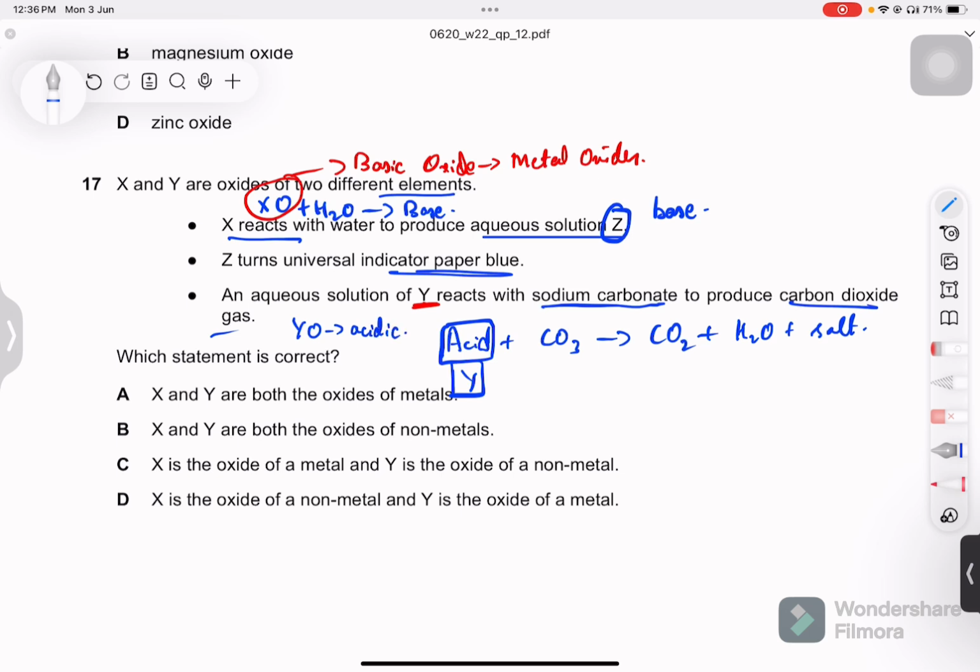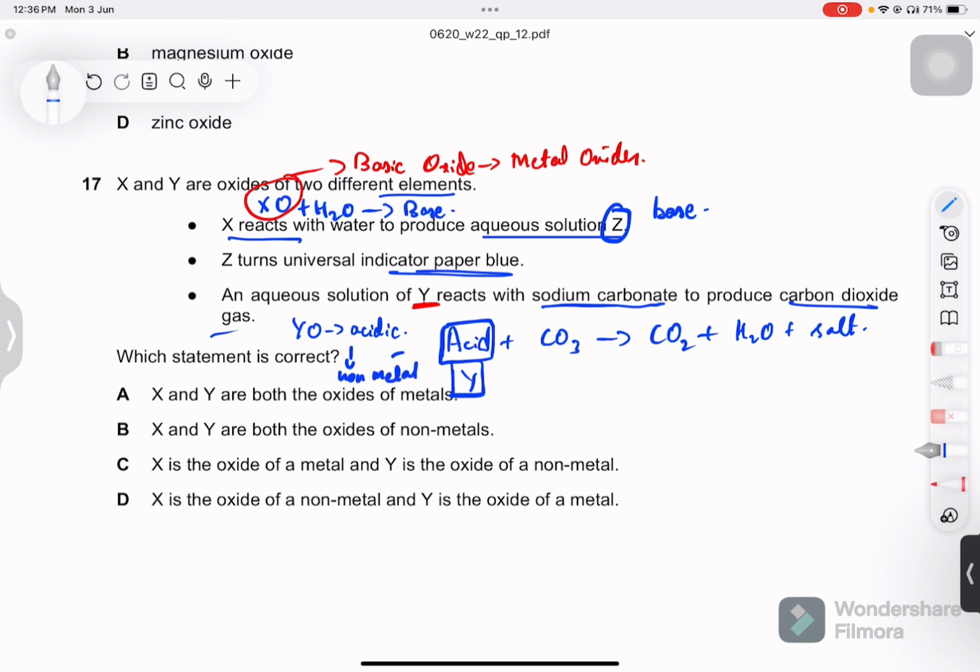This was the aqueous solution of Y, which means that Y reacted with water and formed an acidic aqueous solution. The aqueous solution of Y is an acidic solution. So the oxides which form acidic solutions are non-metal oxides. So this is non-metal.